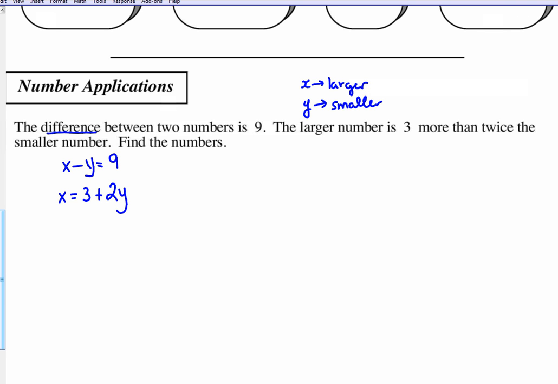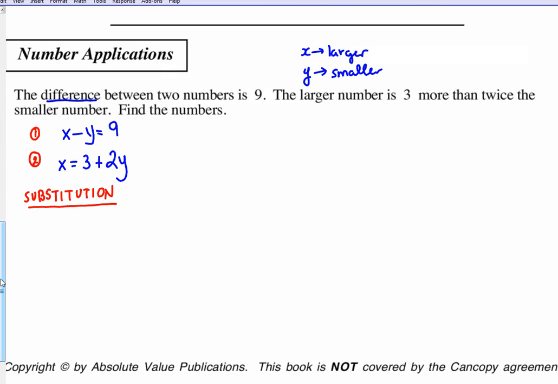Which method is this equation set up nicely for? Substitution. Let's use substitution. Why is it set up nicely for substitution? Because we have x equals. And we know it's x equals when we read the problem: the larger number is. Be careful of wording, but usually is means equals. So the larger number x equals 3 more than twice the smaller.